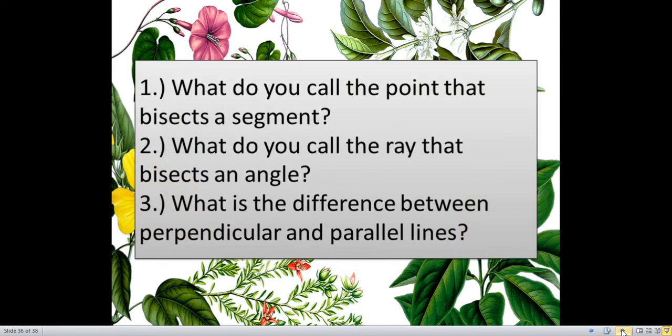After answering your tasks A to D together with the quiz, we also have a little bit of review to check if you still know the terms. This is just numbers 1, 2, 3. For number 1, what do you call the point that bisects a segment? Number 2, what do you call the ray that bisects an angle? And number 3, what is the difference between perpendicular and parallel lines?